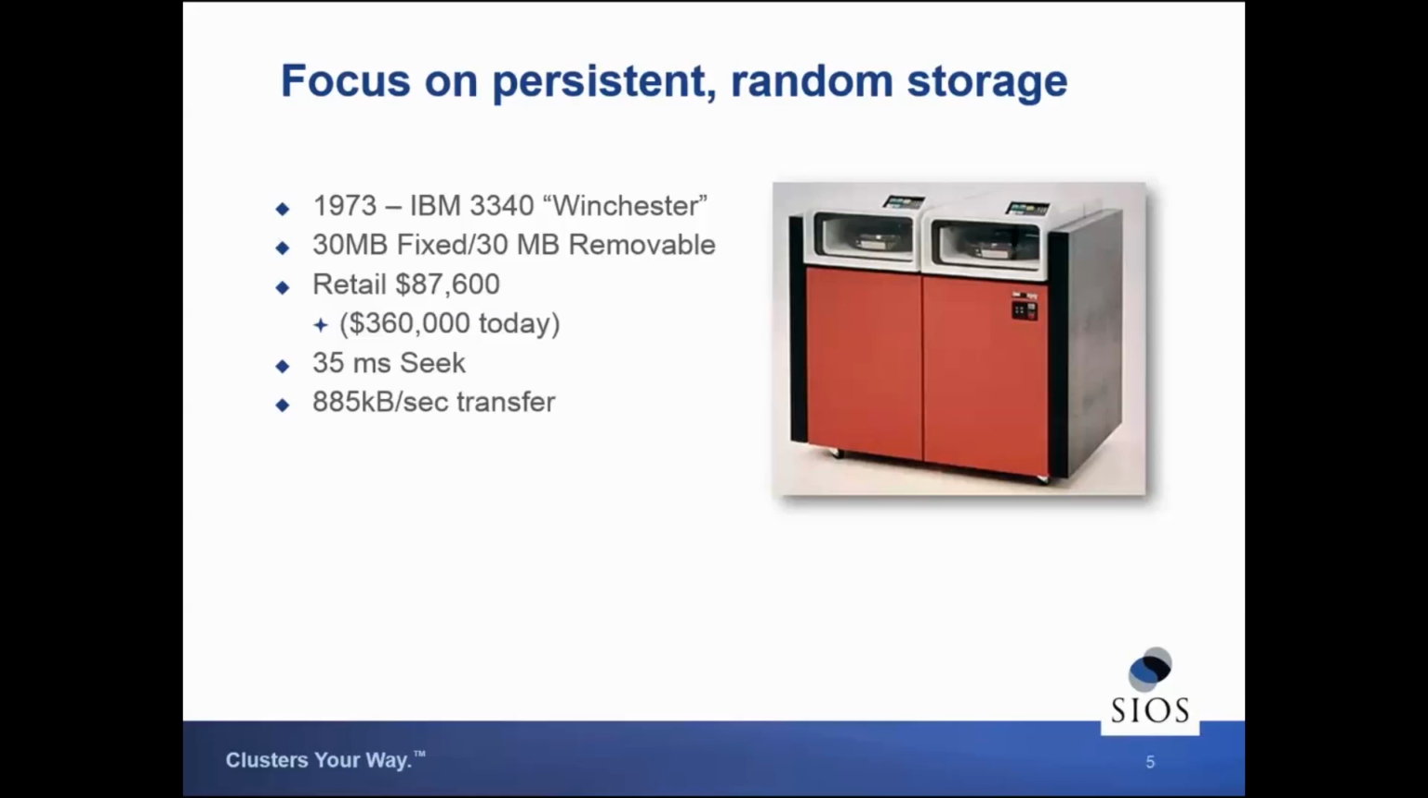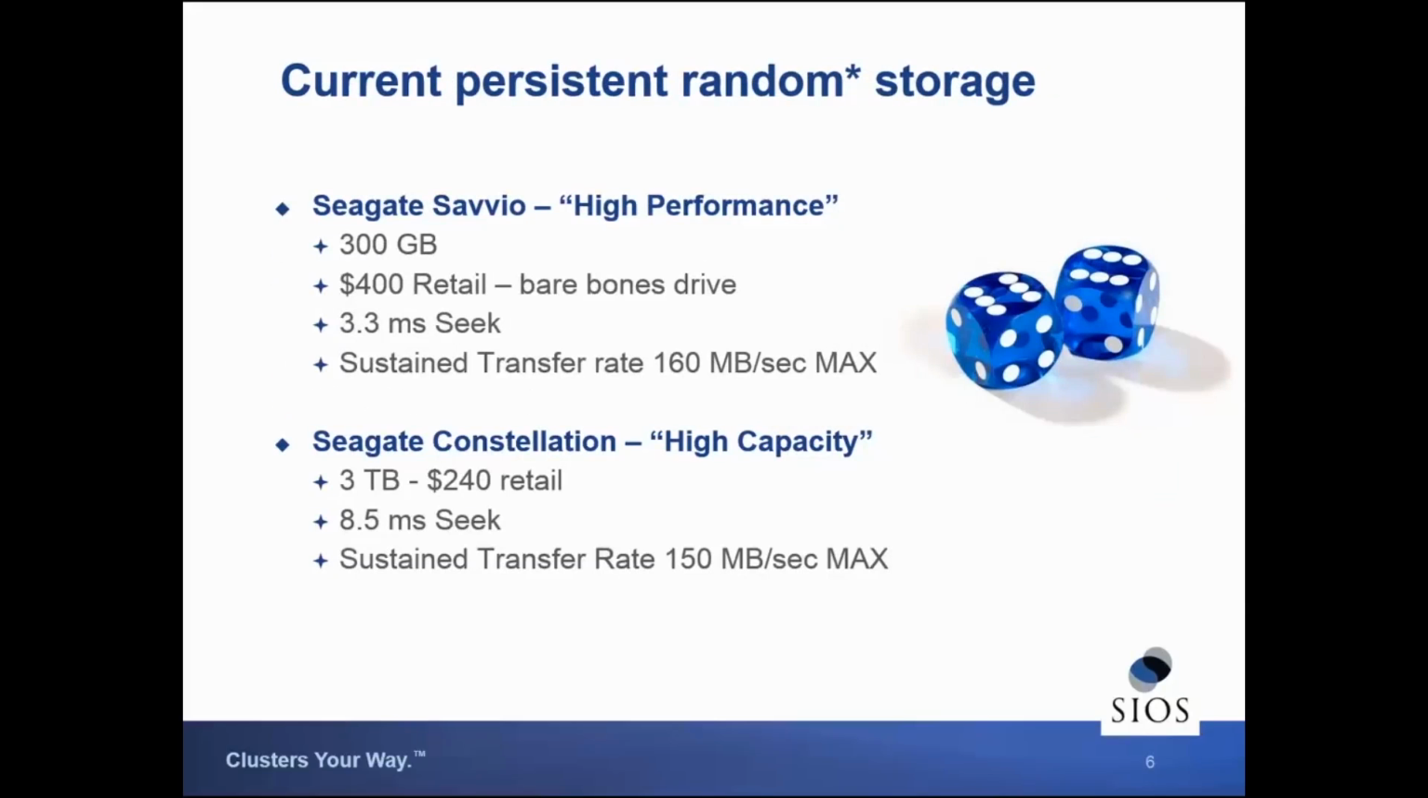Well, let's compare that to what's available today in persistent random storage on an individual drive basis. On the Seagate Savio high-performance drive, that's 300 gigabytes. That's roughly 1,000 times what we had before, 4 orders of magnitude. $400 retail just for the drive, and a 3.3 millisecond seek. So while our capacity has gone up by 4 orders of magnitude on the high end, our seek has only gone up by 1, and our sustained transfer rate has gone up by maybe 2.5 orders of magnitude. If you look at the high capacity drive, the numbers are even worse.